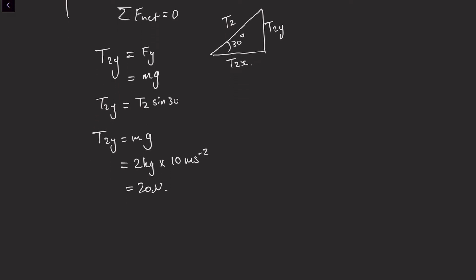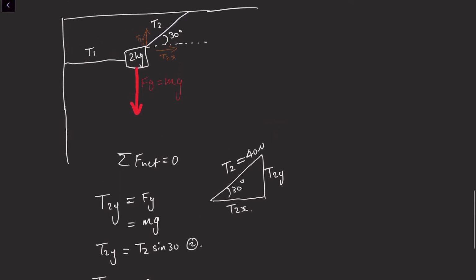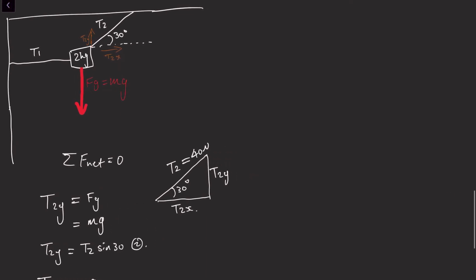Excellent. Similarly, we can substitute this into the second equation that we have here. So substituting that in, T2y is equal to 20 newtons, which is equal to T2 sine of 30. So we can rearrange to find T2, which of course is 20 over sine 30, and we have 40 newtons in total. Great. So we now know that T2 over here is 40 newtons, moving in the diagonal direction to the top right. So that's T2 sorted.